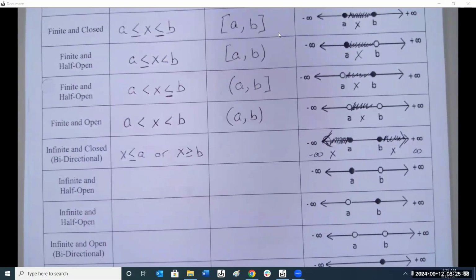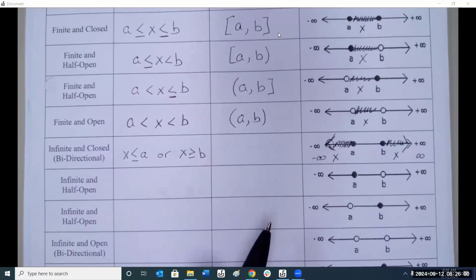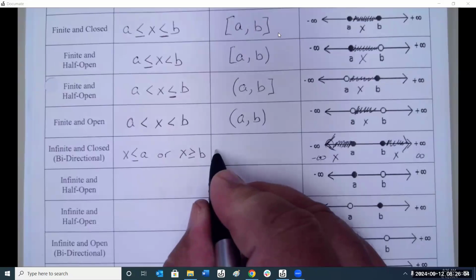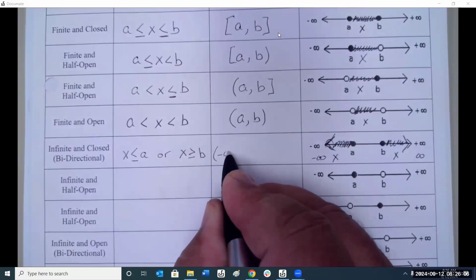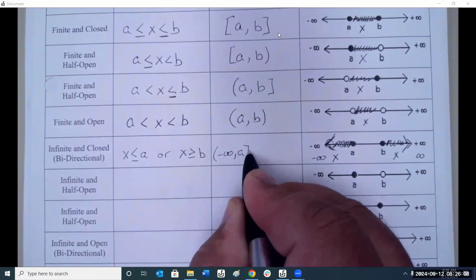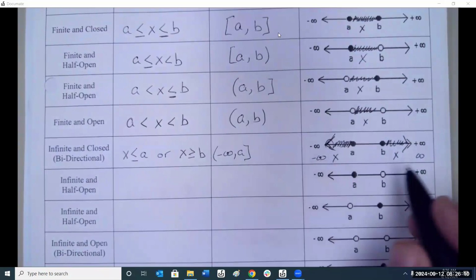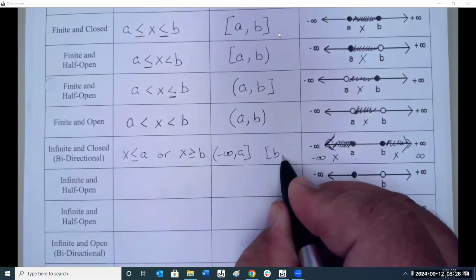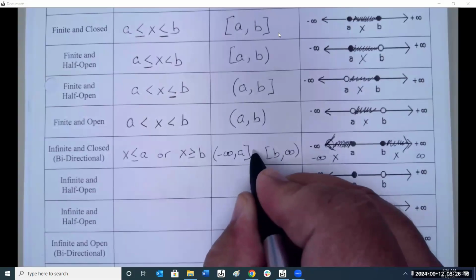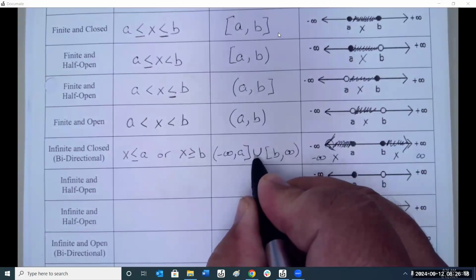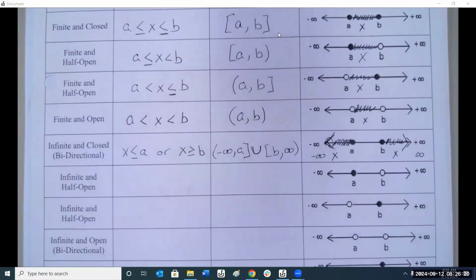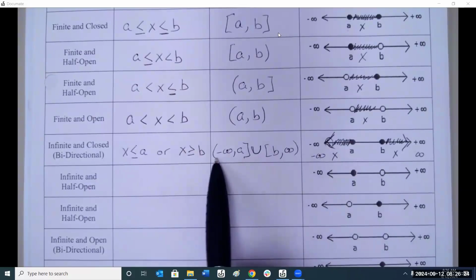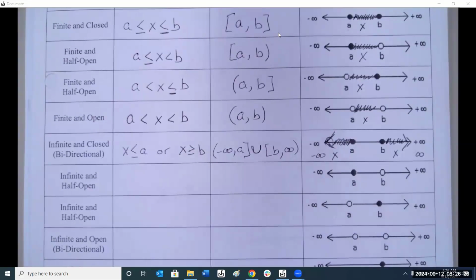Not there. We only use the union symbol for the interval notations. So this one goes from parenthesis negative infinity to a bracket. And then on the other side, it's bracket b, comma, positive infinity. And we use the union symbol, which stands for or, because my answers can be here or here. It's both of those sets put together.